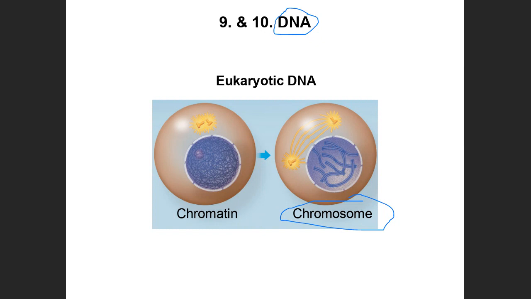You only see that with eukaryotic organisms. So if you hear chromatin, you hear chromosomes, first thing you want to tell yourself is it's DNA, specifically eukaryotic DNA. Then add on the rest of that information.